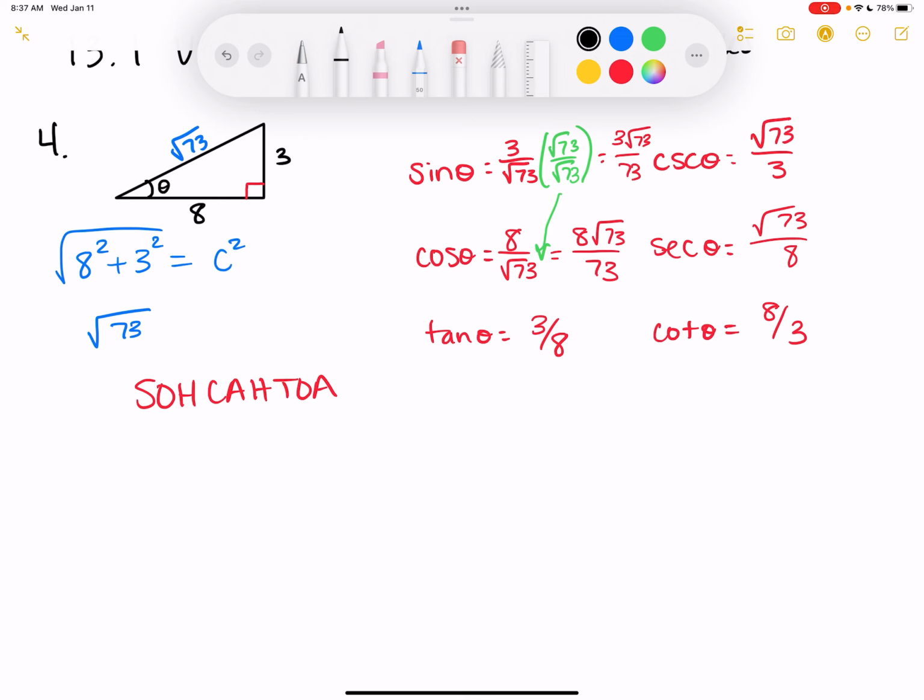Let's see, another one like that. It's definitely not a right triangle. Let's see, this angle over here is theta. 8, and then the hypotenuse is 2 square root of 17.